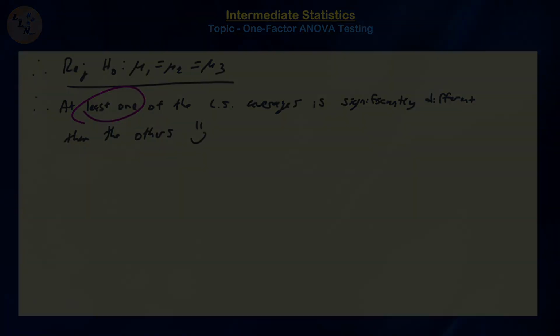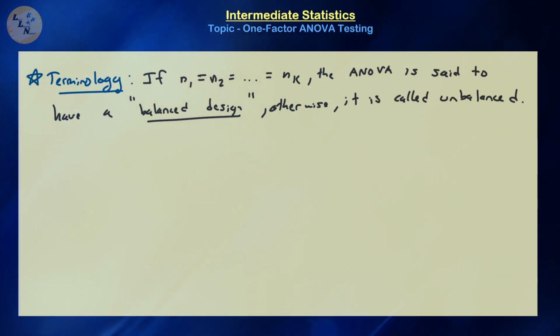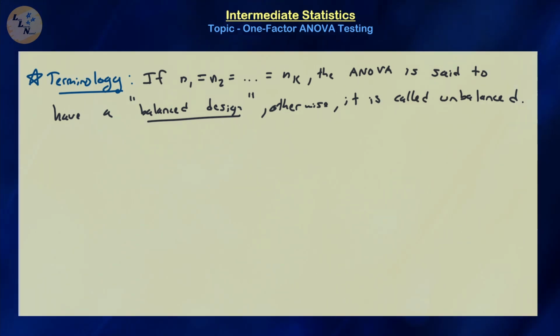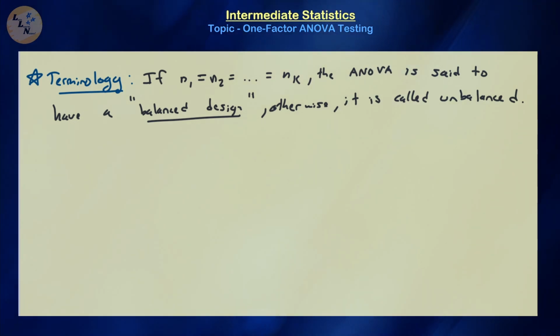Now that we know how to conduct a one-factor or a one-way ANOVA for seeing if there's a significant difference between population means, now let us talk about a few concepts that are sometimes important to understand in regards to one-factor or one-way ANOVAs. So if the group sizes n1, n2, down to the last group size are all equal to each other, we say that the ANOVA is said to have a balanced design. If at least one of these group sizes is different from the other, for example, in our example, we call that an unbalanced design ANOVA.